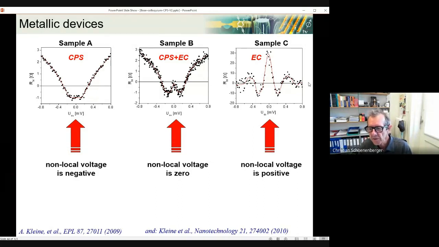I show you three graphs. So let's look at the one on the right, sample C. This is one which looks very similar to what I showed you before. At small bias, it's elastic co-tunneling dominated. At larger bias, it gets slightly negative, right? Here, negative. Now there's the next one, sample B. You see it gets more overall negative, and in sample A, everything is negative below the gap.